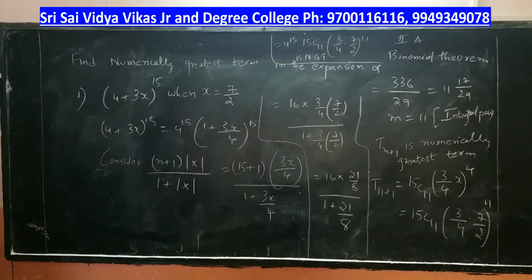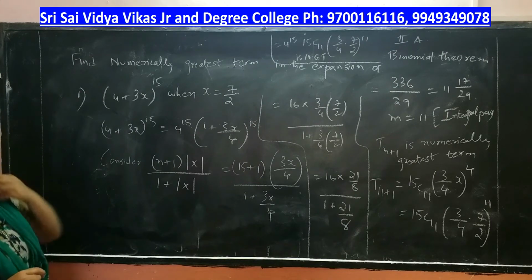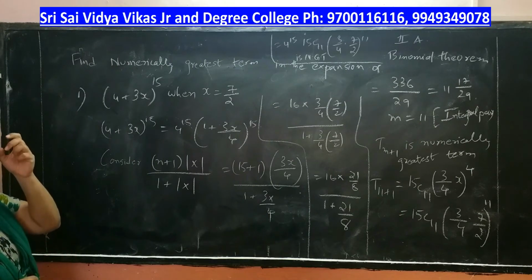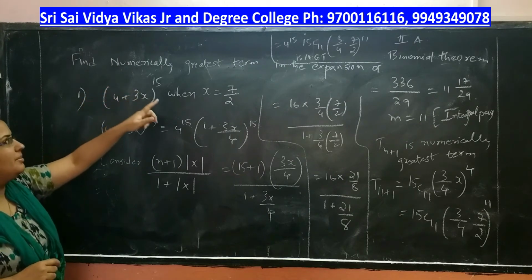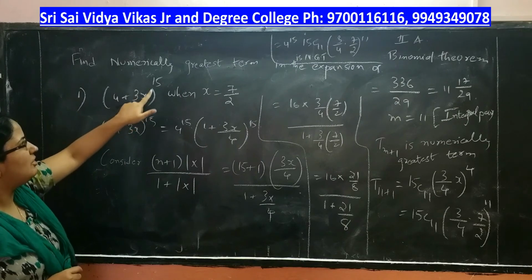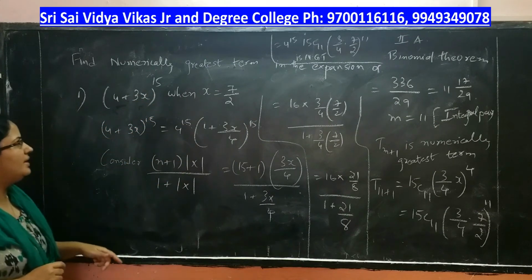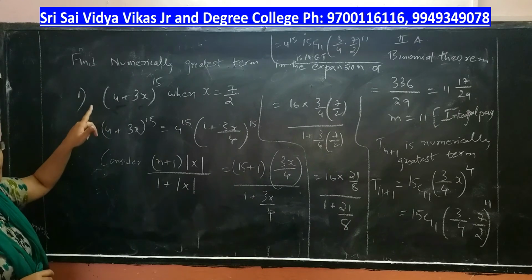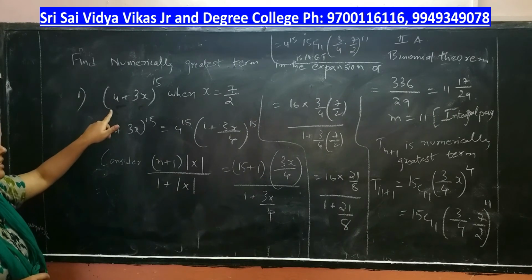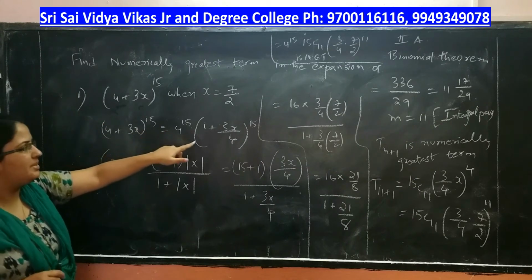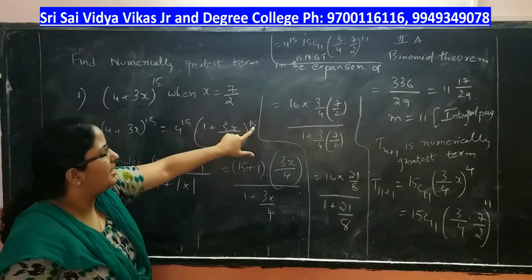Students, in today's class we shall discuss some more problems in binomial theorem. First problem of today: find the numerically greatest term in the expansion of (4 + 3x)^15 when x is equal to 7/2. Whenever you are given like this, take 4 out and write it in the form of (1 + x)^15. Take 4 out, you will have 4^15 into (1 + 3x/4)^15.